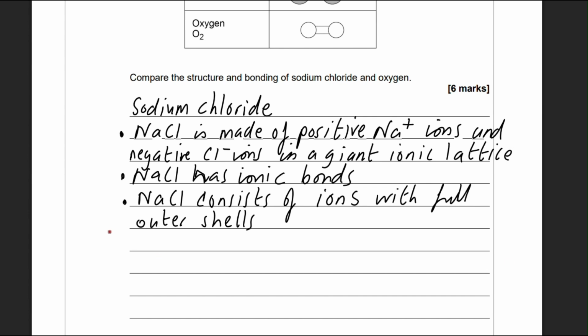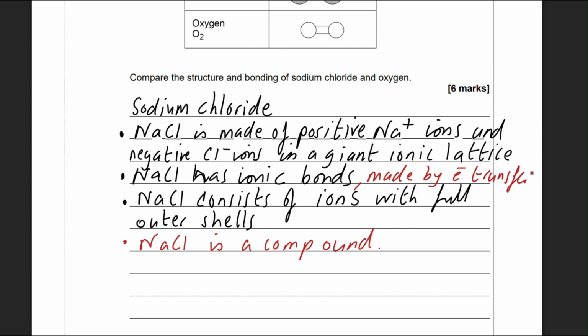And then I'm going to look at a difference. NaCl is a compound because it's made up of 2 different things joined together. You can also say here that it consists of ions with full outer shells. It's an ionic bond made by electron transfer. You can say that as well.